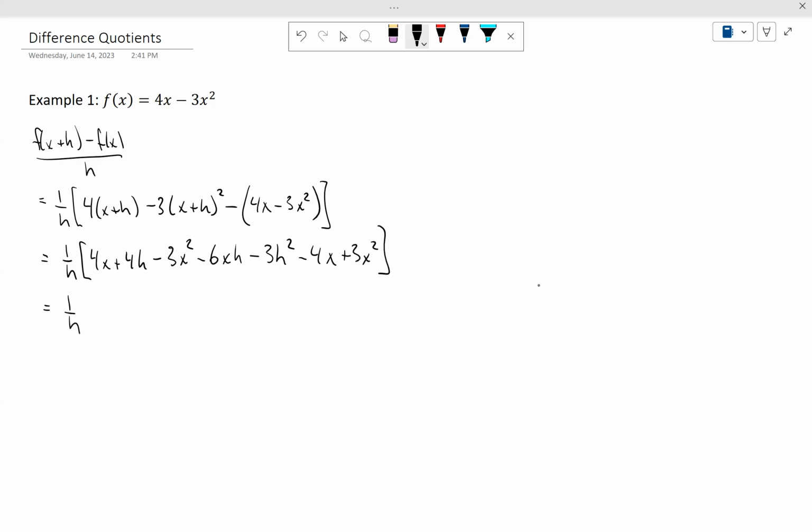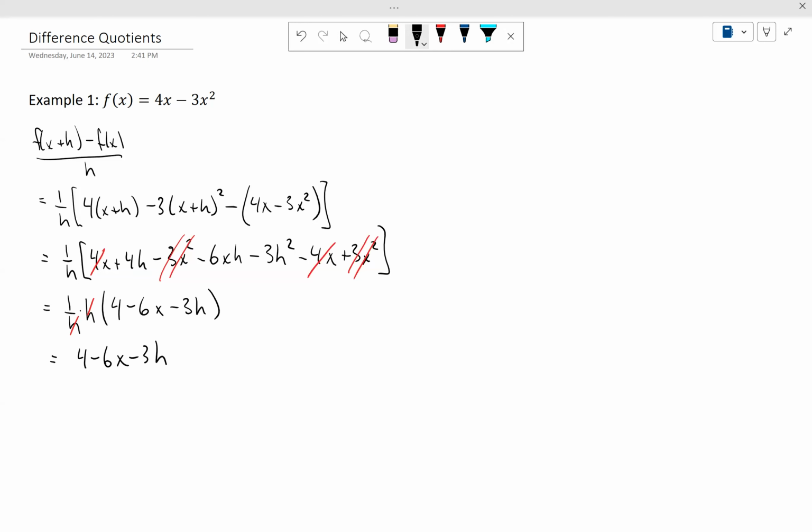All right, so we have this 1 over h out front. We take a look at doing some cancellation. And we notice, okay, 4x's are going to cancel nicely. 3x squareds as well. And then actually everything that's left has a common factor of h. So let's factor that out as we go. And we're going to be left with a 4 minus 6x minus 3h. And then, of course, these h's out front, these factors reduce out nicely, and we get 4 minus 6x minus 3h. That's one way to simplify that difference quotient.